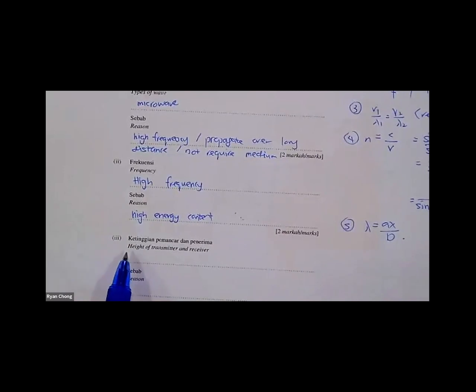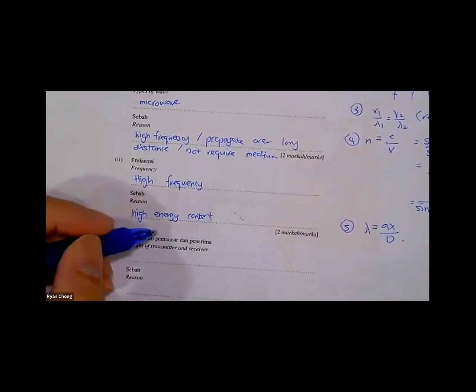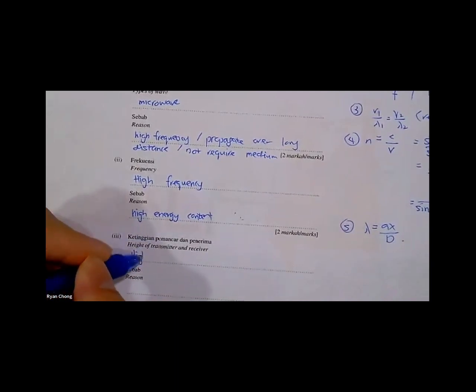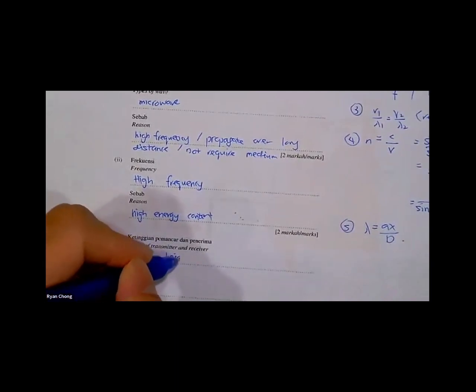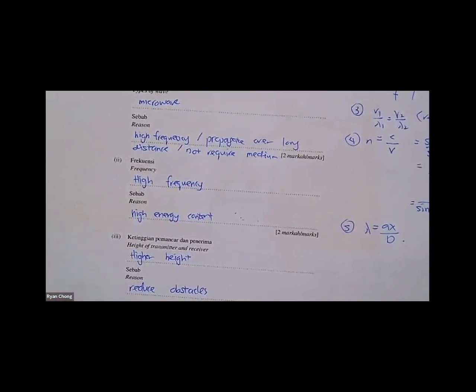So, all right. The height of the receiver and transmitter. Higher positions, higher height. Why you have to place the higher position? Reduce obstacle. You cannot say no obstacle. We will better to say reduce obstacle. So this one will be the way how we choose the stations for satellite transmission.